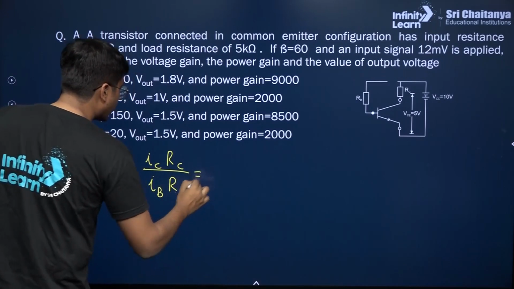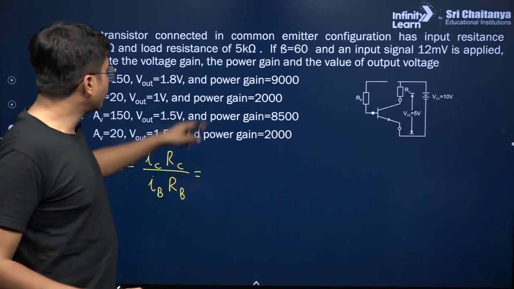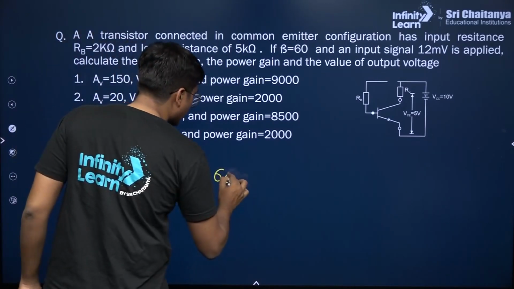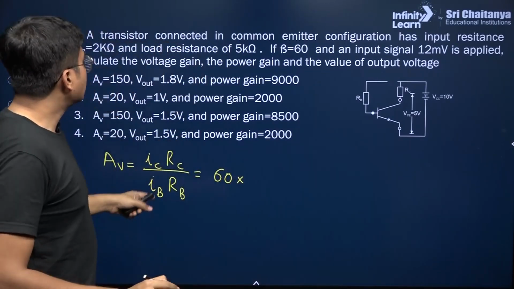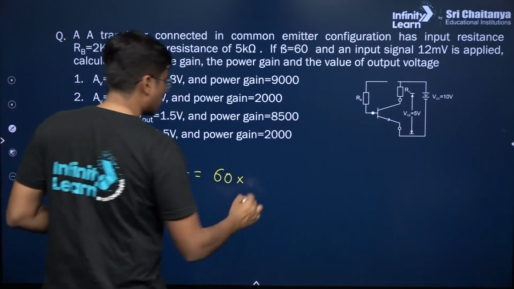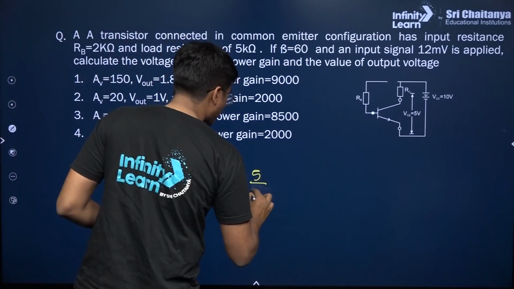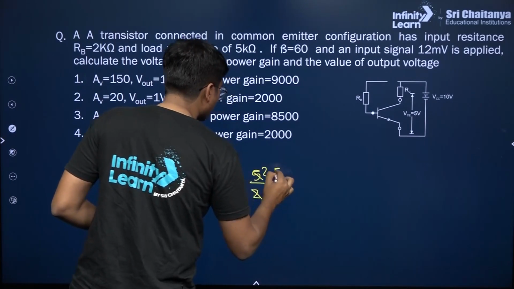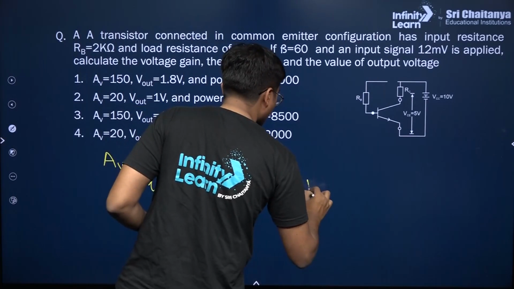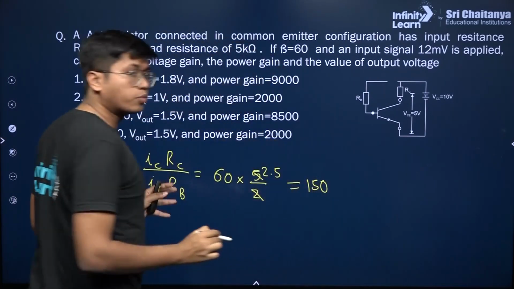Now all of these values have been given to us. IC by IB is in fact the current gain over here, which is given as 60. So that is 60 multiplied with the RC value, which is given as 5 kilo ohm, and RB is given as 2 kilo ohm. So 5 by 2, you get 2.5. So 60 into 2.5 is going to give you 150. So your current gain is 150.